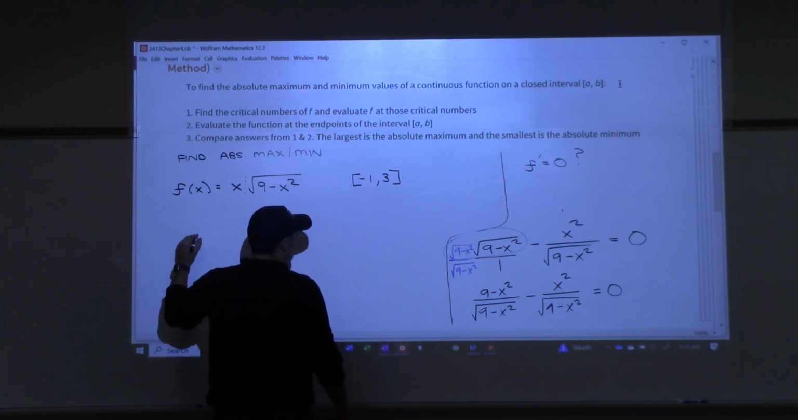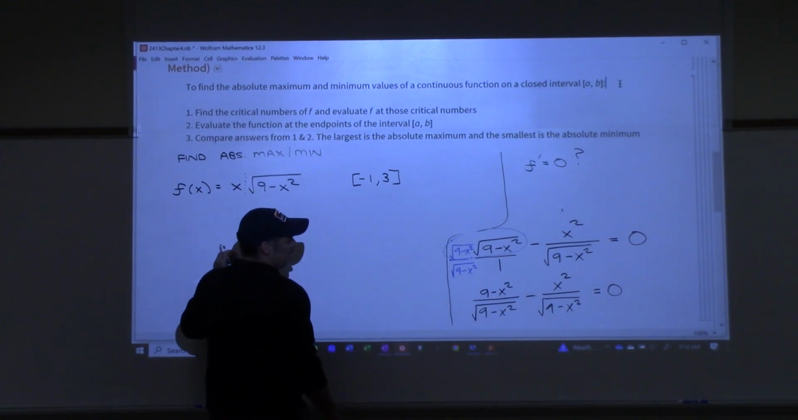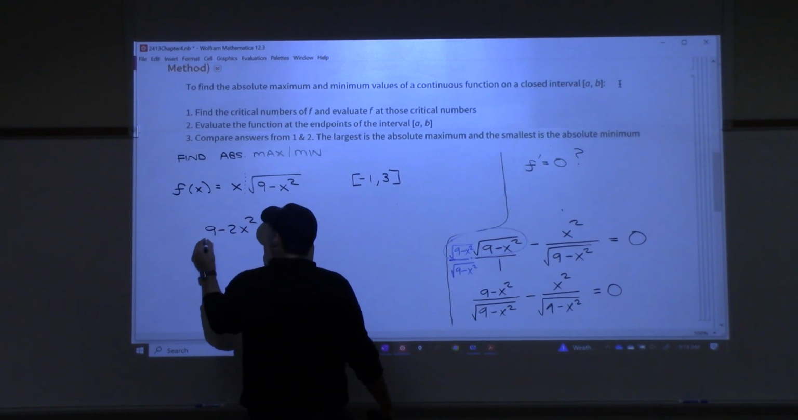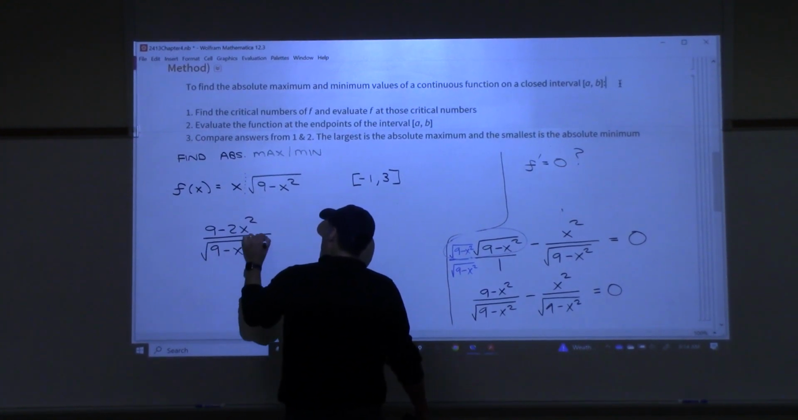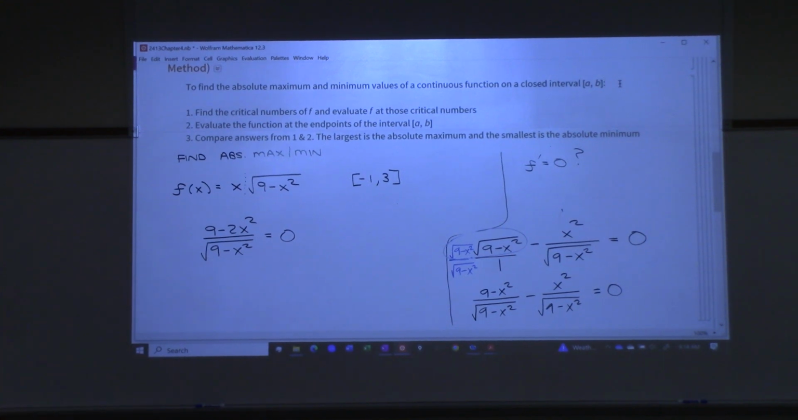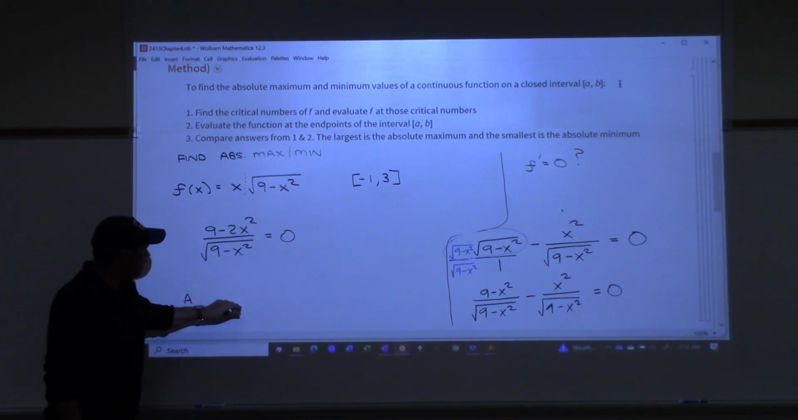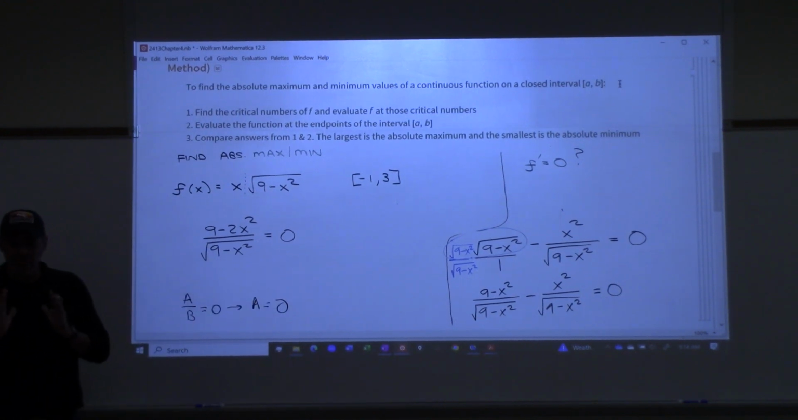Okay, so what do I get up top when I do this and then take away x squared? 9 minus 2x squared, right? Yeah, 9 minus 2x squared, and then over my common denominator, square root of 9 minus x squared, and then equals 0. Now, the whole reason I did that is because I want to use what I did last class, which was, remember when I said whenever you have a fraction equal to 0, all you really have to do is look at when the top is 0, right? So I was trying to get it into a single fraction so that now all I have to do is look at the top. Understand?